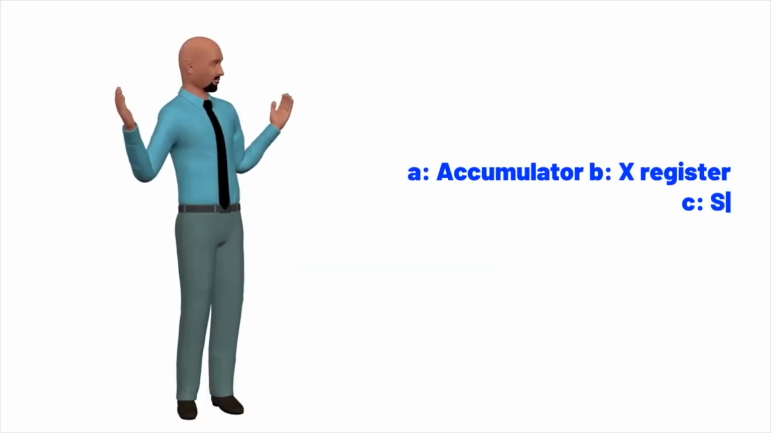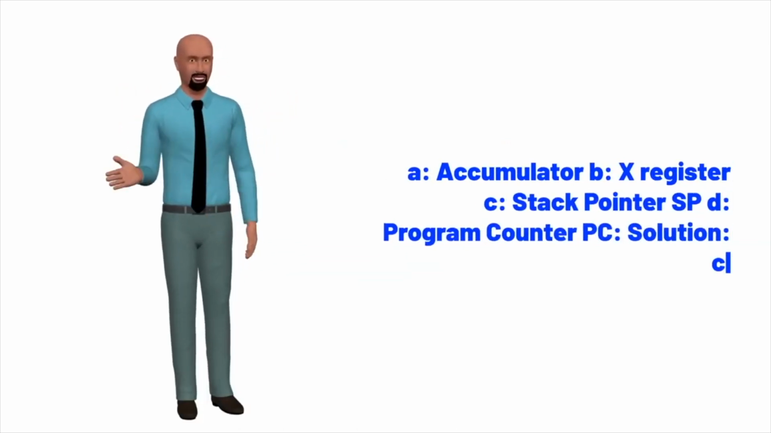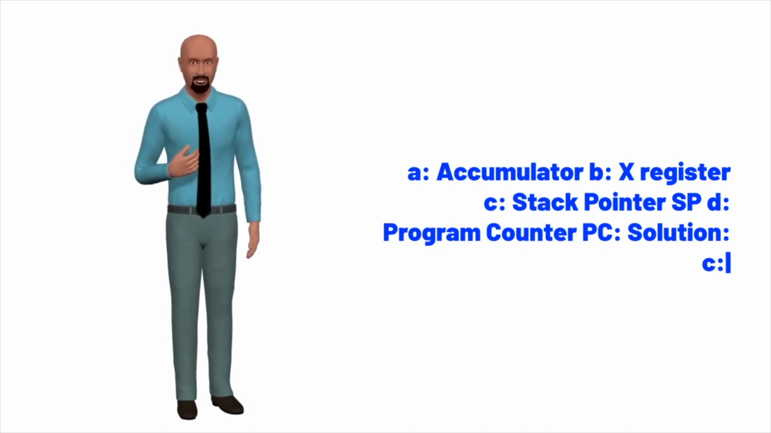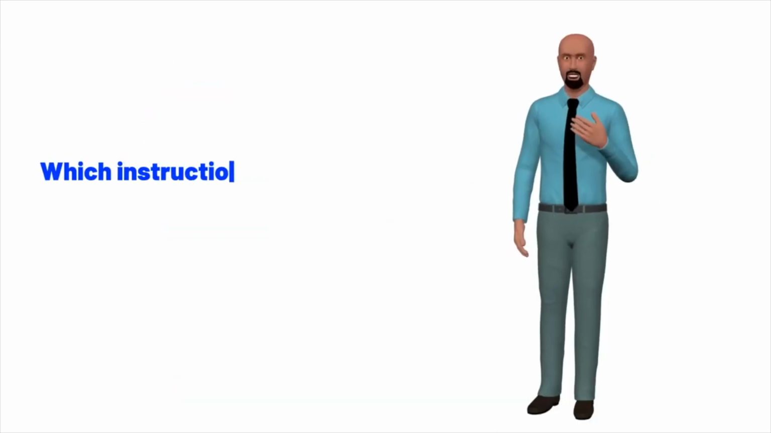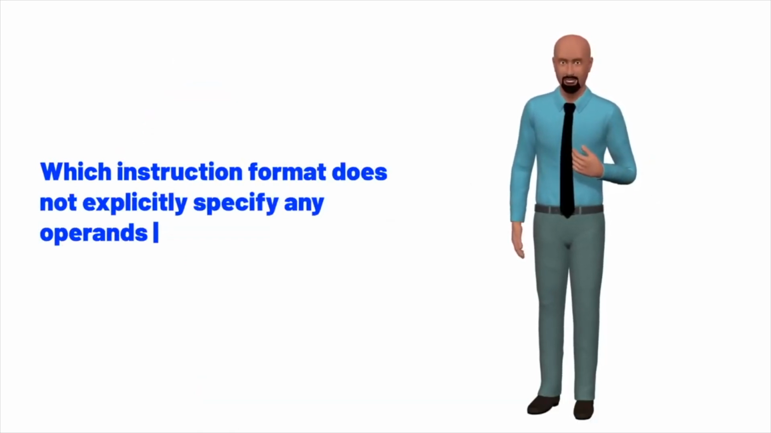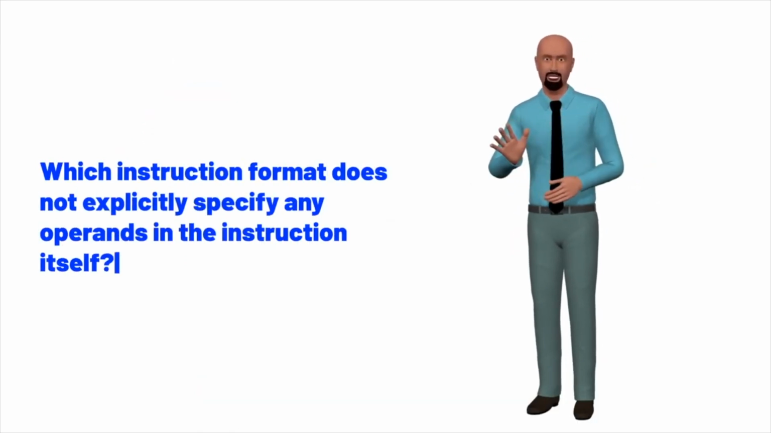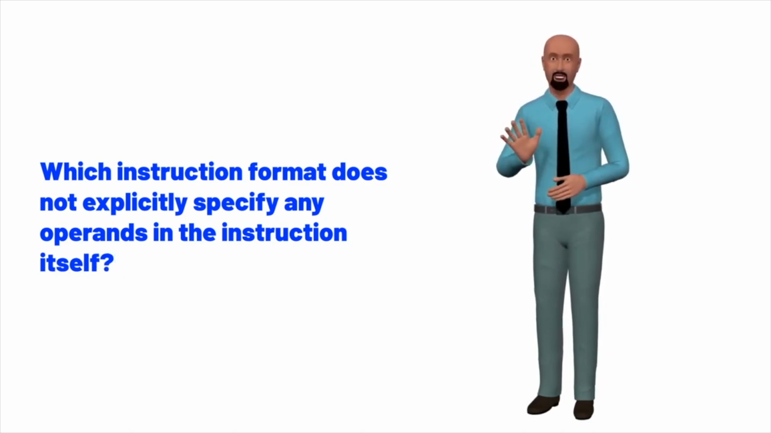What register keeps track of the topmost element in a stack organization? A. Accumulator. B. X register. C. Stack pointer, SP. D. Program counter, PC. Solution. C.